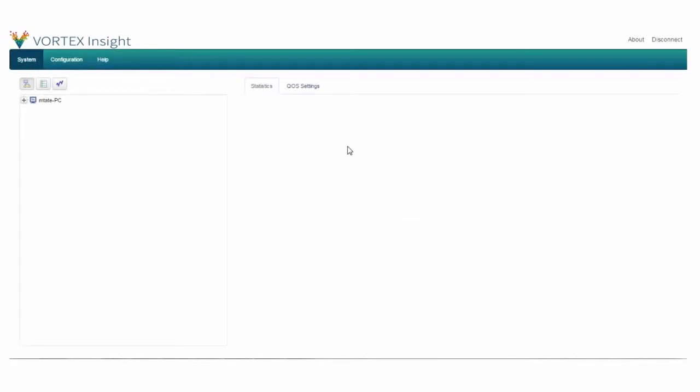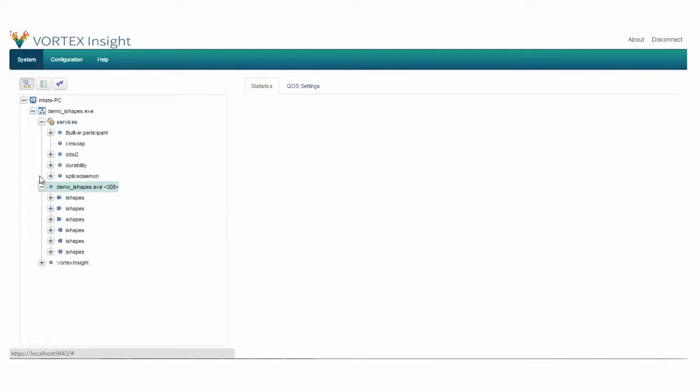Once connected, Vortex Insight retrieves information about the state of the domain system and displays it in the system browser. The system browser renders a true representation of the domain population. That is, all applications running on the domain system, the physical or virtual machines those applications are running on, the services, participants, publishers and subscribers, readers and writers.